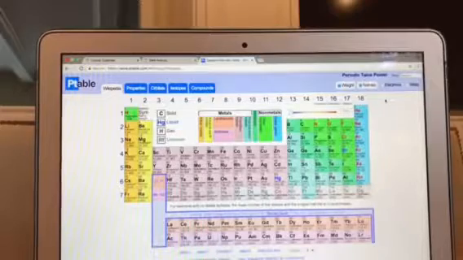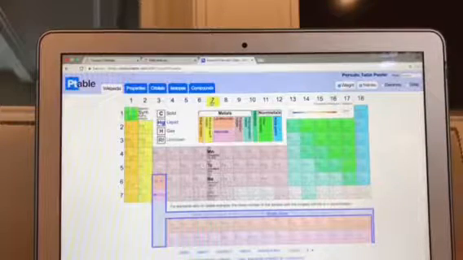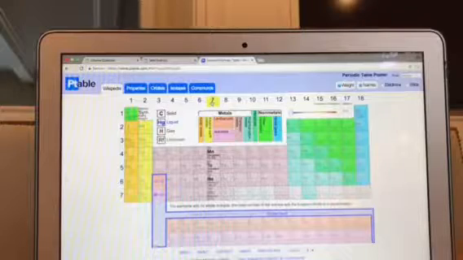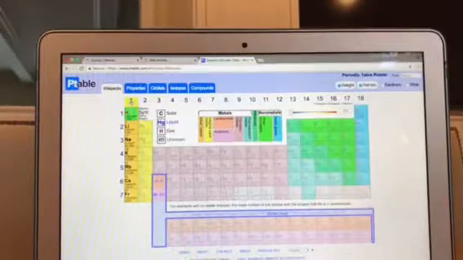Groups are the columns on the periodic table. The elements in each group share similarities. For example, all of the elements in group 7 are very similar. They also share a similar number of valence electrons. This goes for all of the groups, of course.